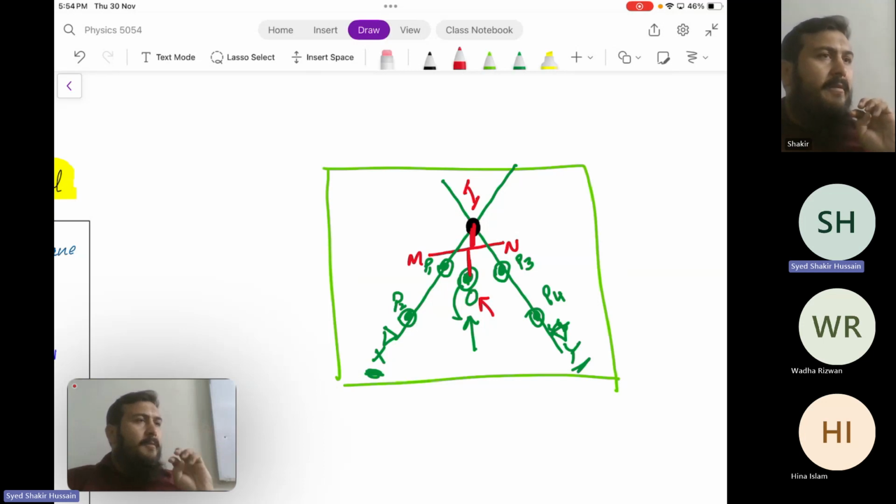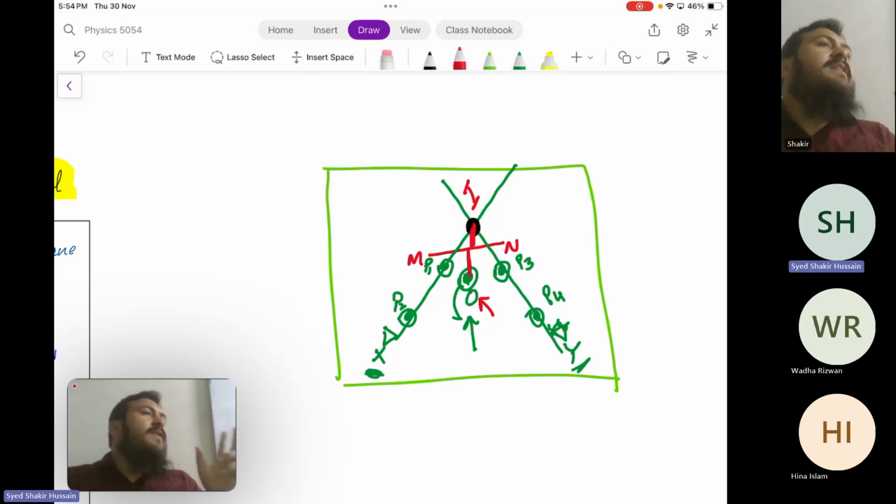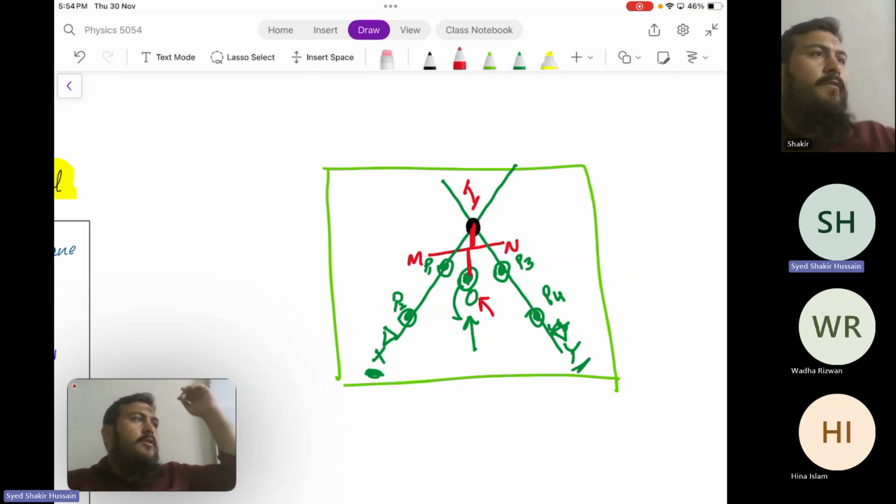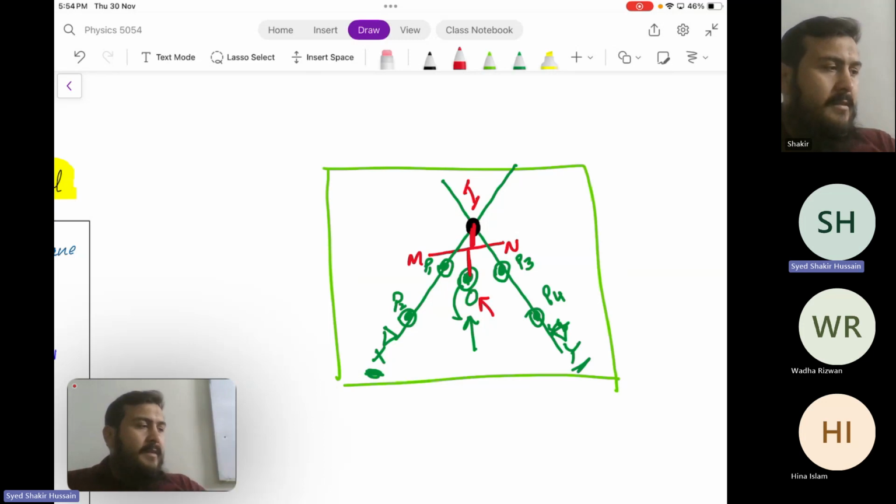Two properties. Property number three, the image is vertically upright. The image formed in a plane mirror is vertically upright. What do you mean by vertically upright? It means when you approach a mirror, your head seems to be at the top, your feet seem to be at the bottom. It doesn't happen that you look upside down in the mirror. So the image is vertically upright. So same distance, same size, vertically upright.